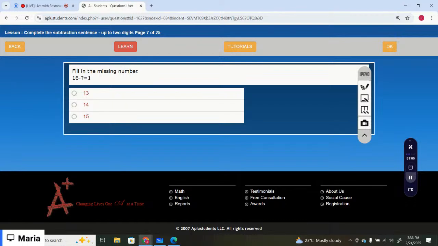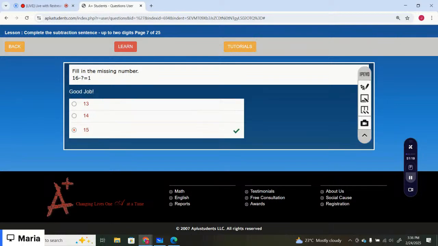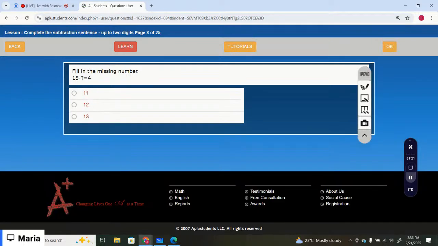Fill in the missing number. 16 take away the missing number equals 1. That is 16 take away 15 is 1. Option number 3 is the correct option. Fill in the missing number. 15 minus the missing number equals 4. So which is the correct option?